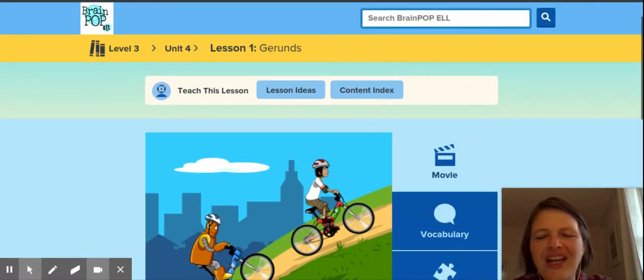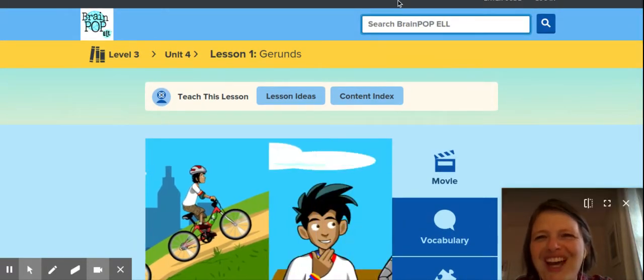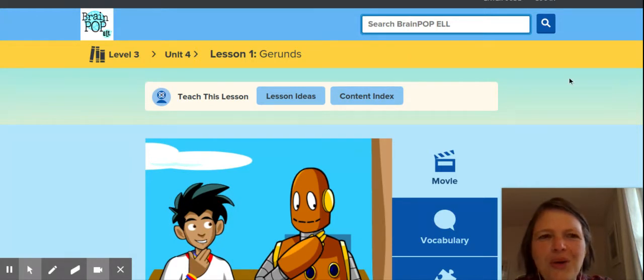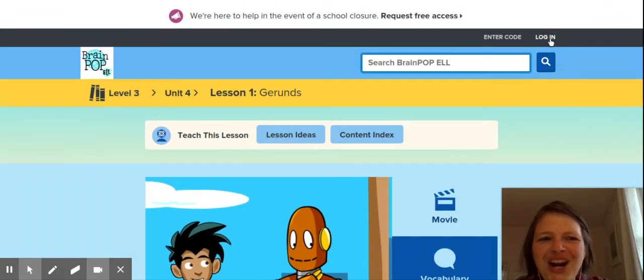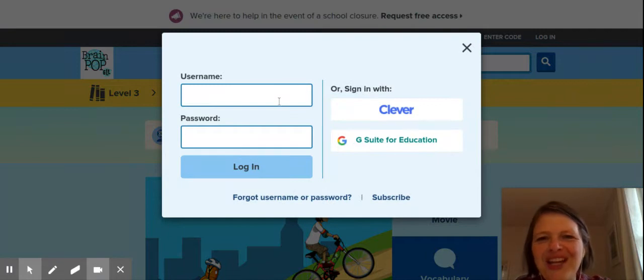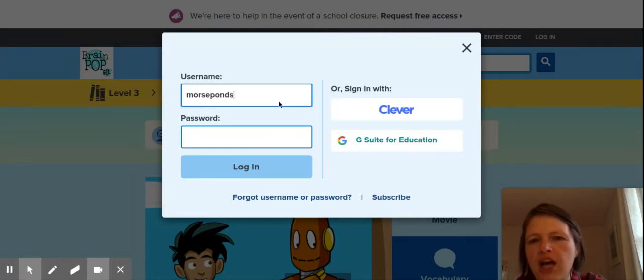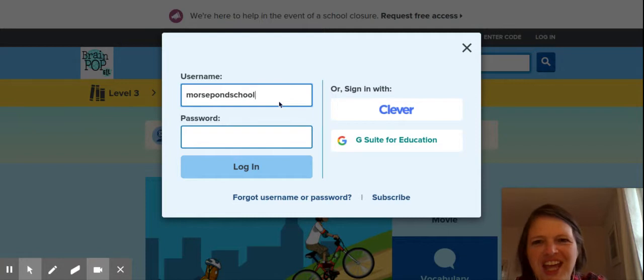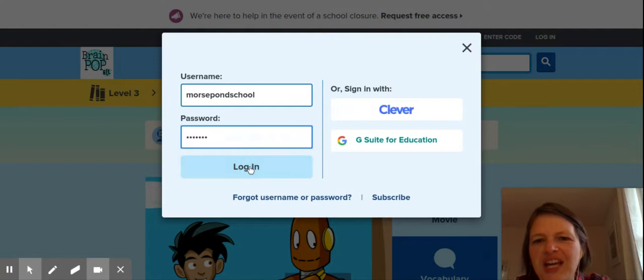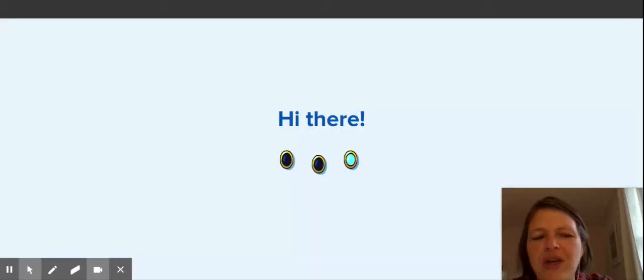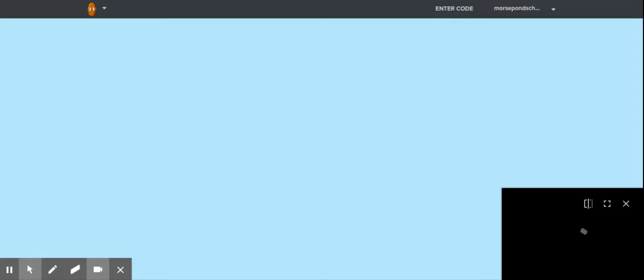So here is what I'd like you to do. I'd like you to go to BrainPOP ELL. I sent you the link and you're going to log in. Remember, to log in, your username is Morse Pond School, and your password is student. And then you'll hit login. Please log out when you're done so we can share these usernames with all of the other students and families, our other friends.